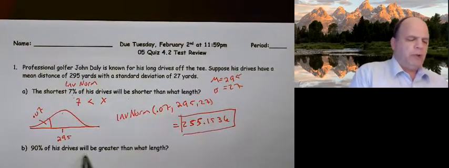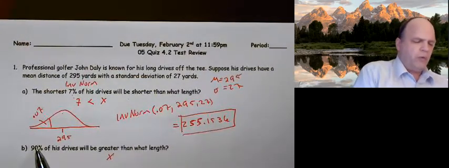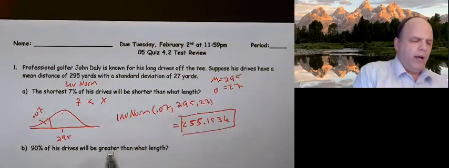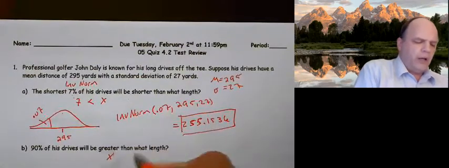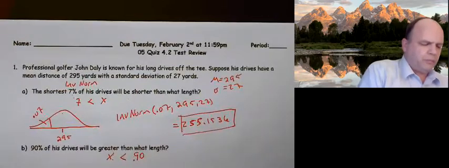90% of his drives will be greater than what length? Once again, we have a direction with a percentage. So 90% will be greater than what? 90% are greater, so 90% will be above. So this is this direction, just like this, which means the 90% is up here, so we're coming from the right.